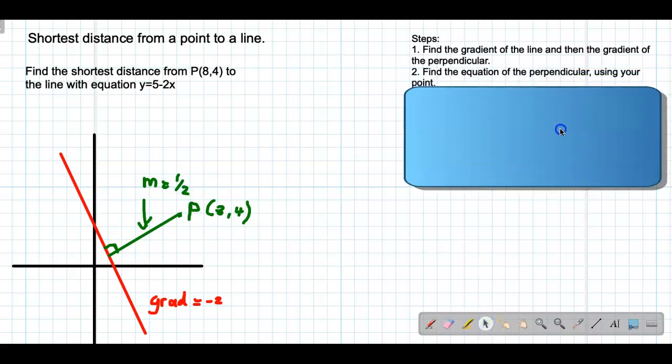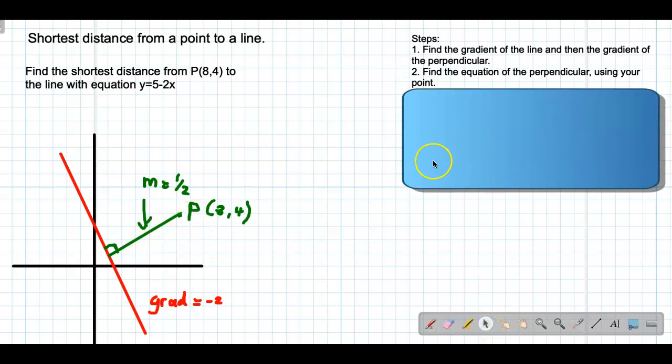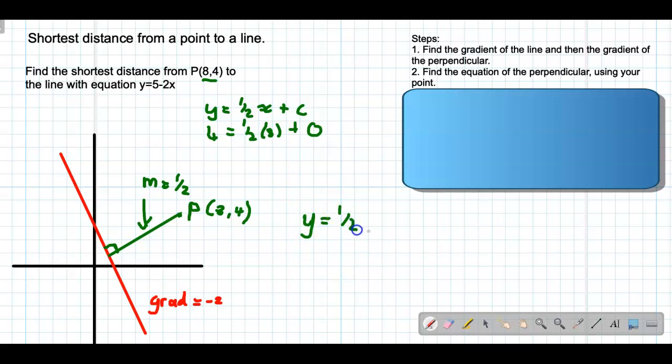Once I've done that, I'm going to work out the equation of the perpendicular using the point that you've got here. Now I'm going to do it in y equals mx plus c form because I'm going to need that later. So let's do it up here. I've got y equals a half of x plus c. The point on the line is 8, 4. And this is nice and simple because a half of 8 is 4, so c is 0. Don't have to add on anything. So now I've got the equation of my line, y equals a half of x.